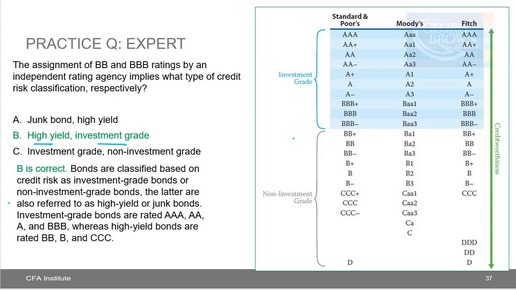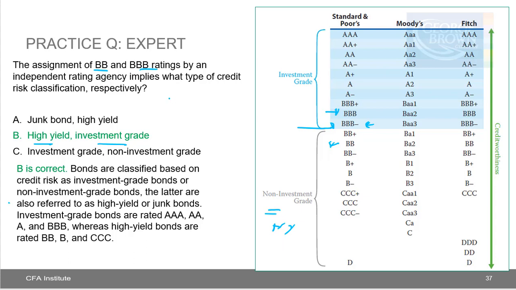Here you can see I've just cut and pasted from the text. You can see that the lowest level for investment grade is BBB-. So it's asking here about the assignment of BB, that's here. BB is here, which is non-investment grade. And BBB, you can see, is right here. It's investment grade. And don't forget that non-investment grade is also called high yield or junk.